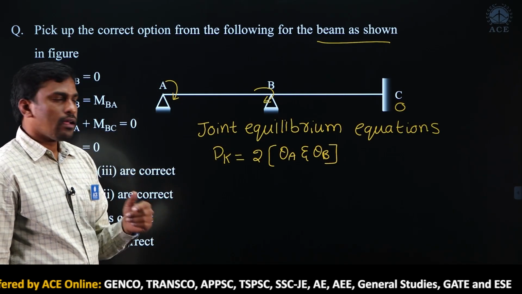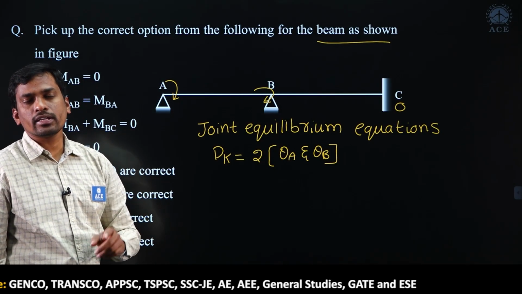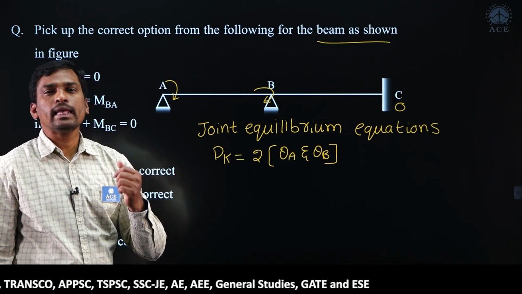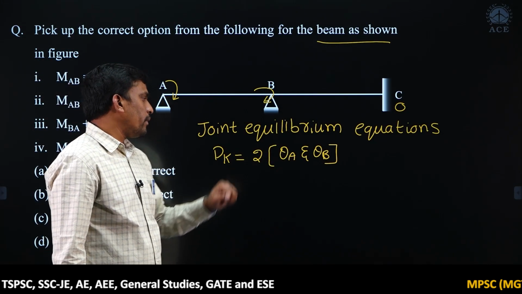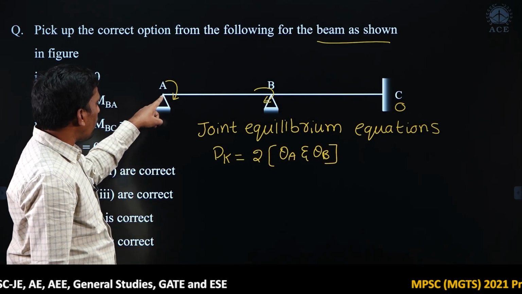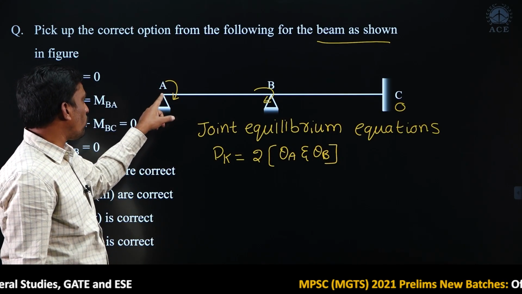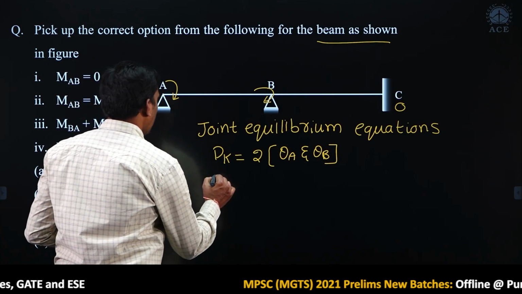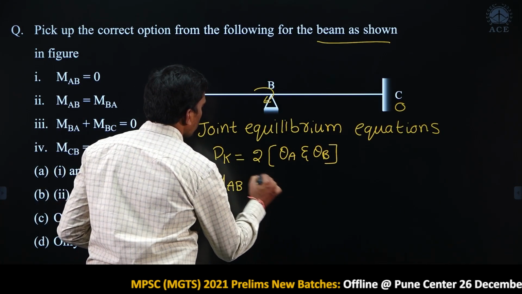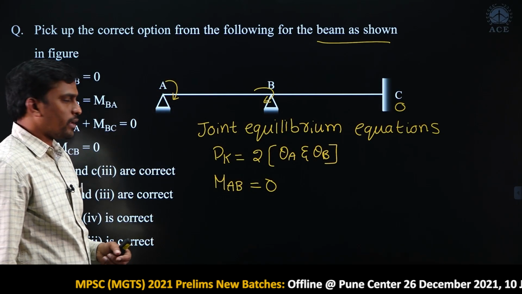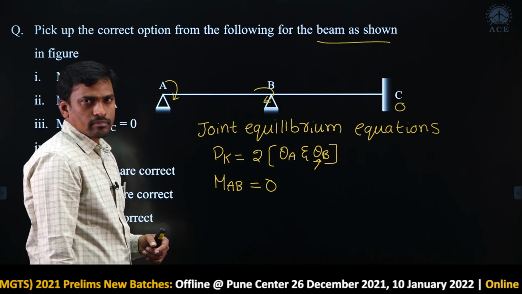Here these 2 unknowns are rotations, right? If the unknowns are rotations, then we will use moment equilibrium equations. First at A, in this diagram, what members are meeting? Only AB. Then here MAB equals 0.